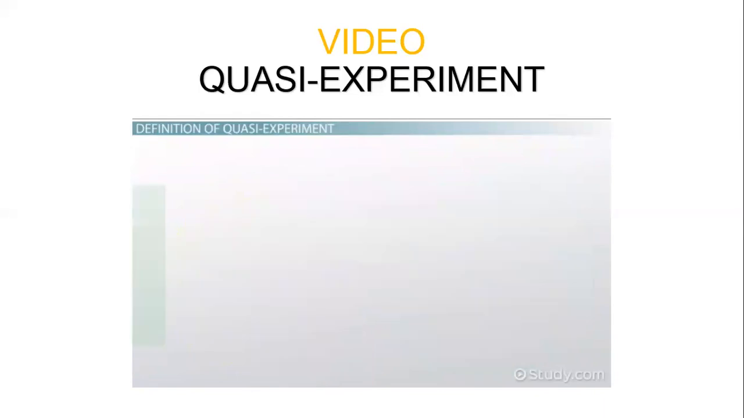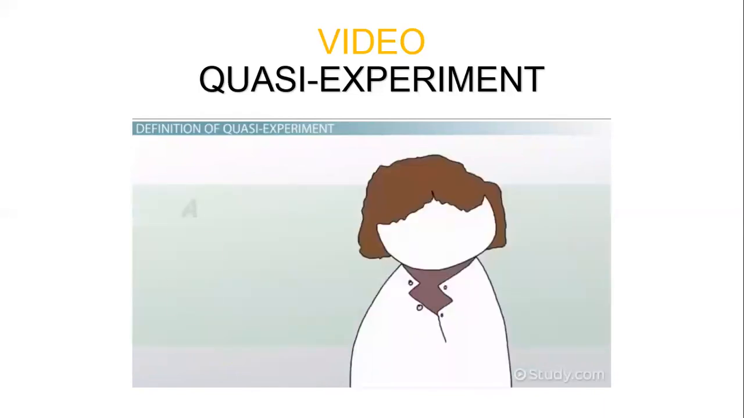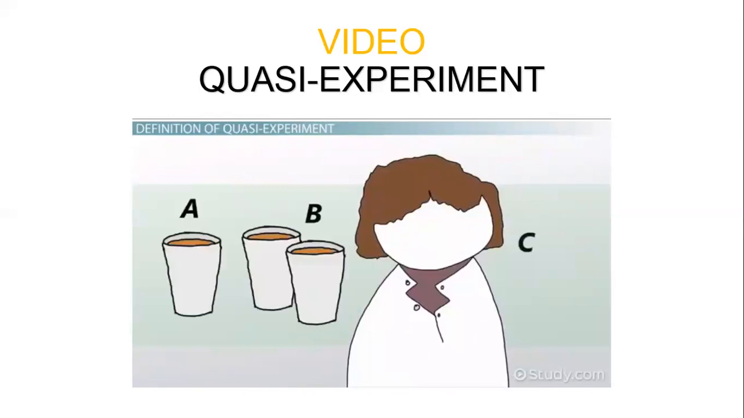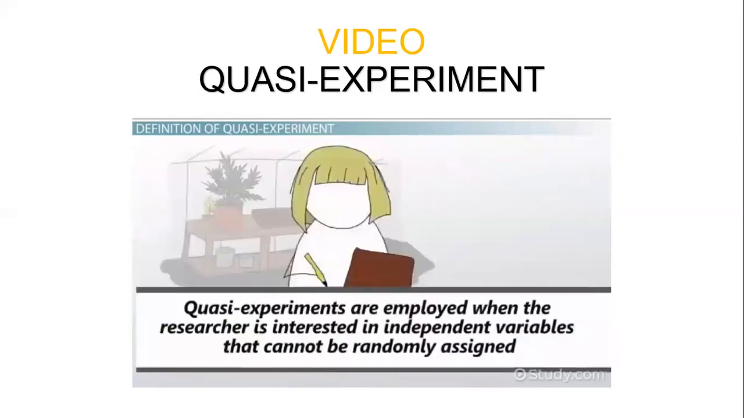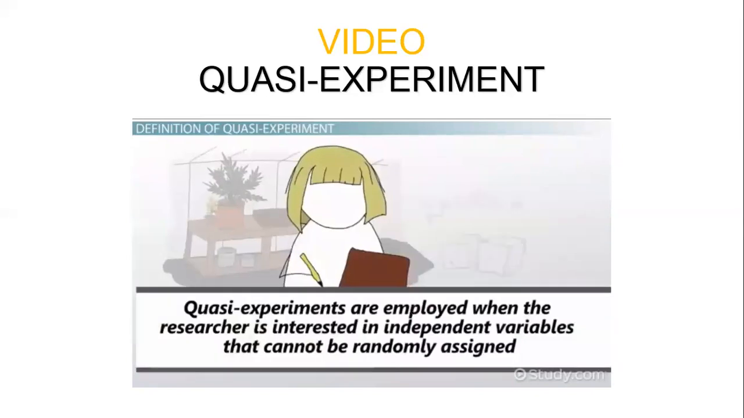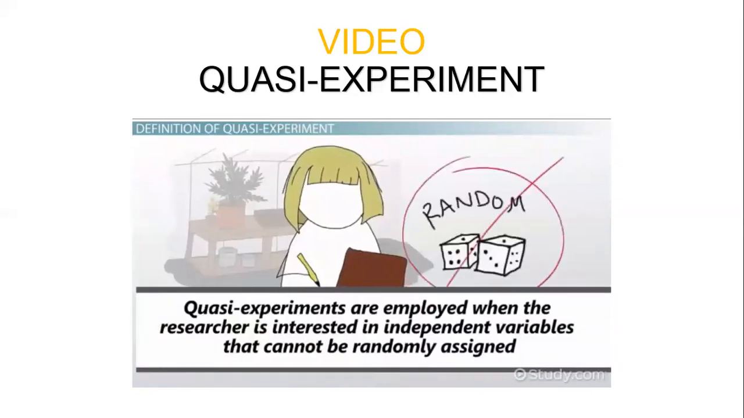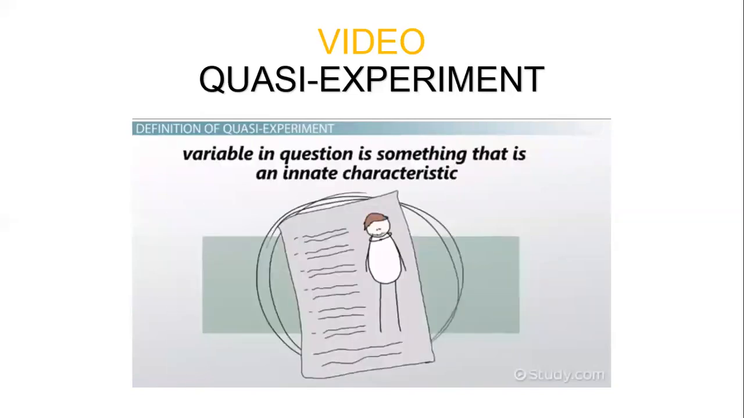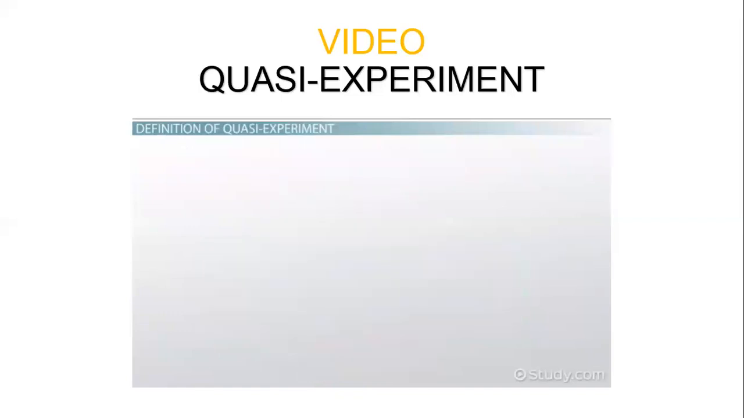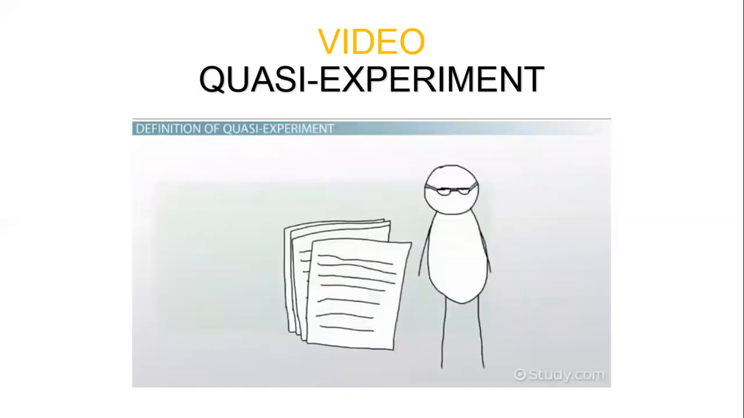In a true experiment, each participant who volunteered would have an equal chance of being assigned to any of the three groups. Quasi-experiments are employed when the researcher is interested in independent variables that cannot be randomly assigned. Usually this happens when the independent variable in question is something that is an innate characteristic of the participants involved. Let's look at a couple of examples to help illustrate the point.